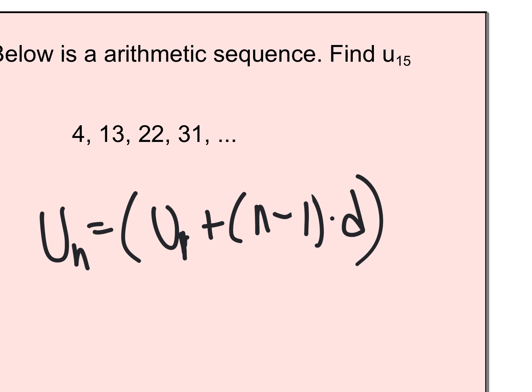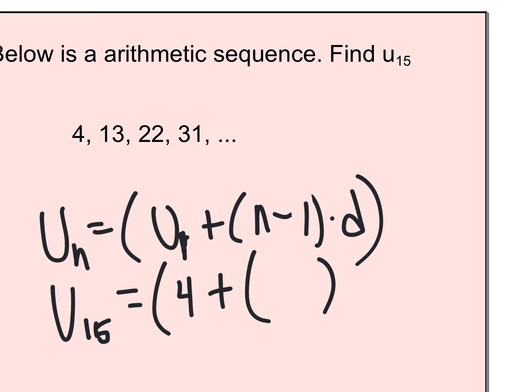Okay, so let's start. U sub n is, in this case, u sub 15, and that means the 15th term. We're not adding things up. I just want to know what's the 15th term. You start with u sub 1, which is 4, plus, and then don't tell me the final answer yet. Just tell me what's in between. What's this n minus 1 thing saying?